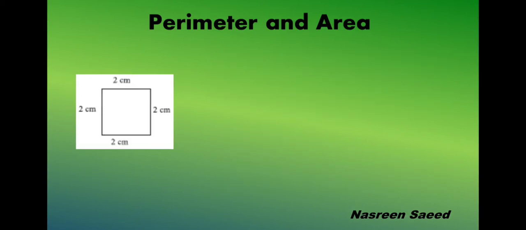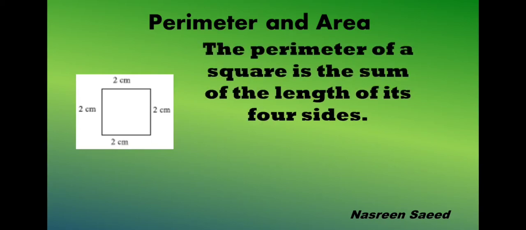Okay. The next picture, let us see. The figure alongside is a square and all of its sides are 2 centimeter long. Let us find the perimeter of the square. Now what is a perimeter? The perimeter of a square is the sum of the length of its four sides. So we have to total all the four sides. So how we will total?